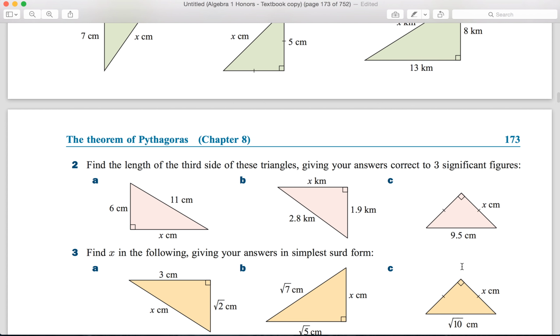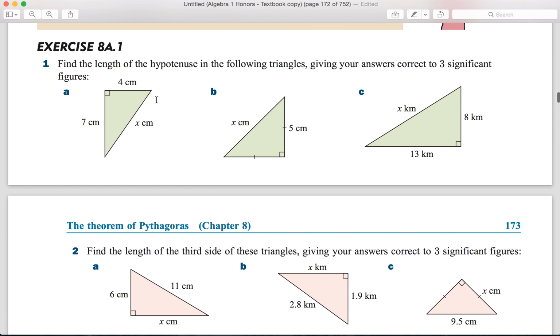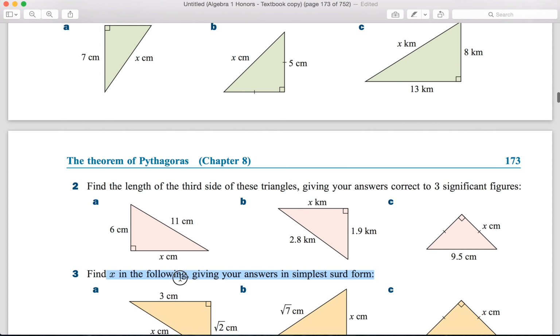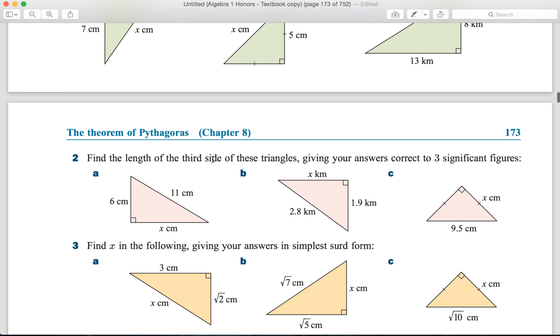Good luck. Watch this video again. Go back to the examples if you need help. And please work on exercise 8A1, all of number 1, all of number 2, and all of number 3 in your math notebook.